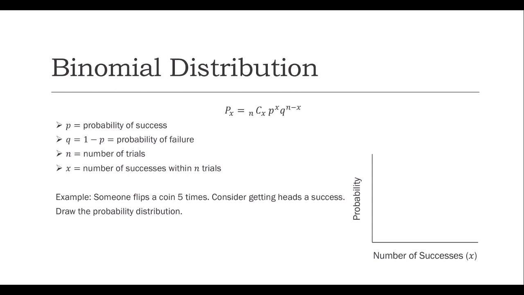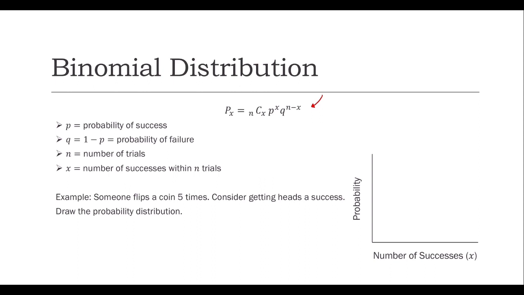And the probability of success cannot change with each trial. So here's our equation for our binomial distribution, where P is the probability of success, Q equals 1 minus P, which is the probability of failure, N is the number of trials, and X is the number of successes within N trials.